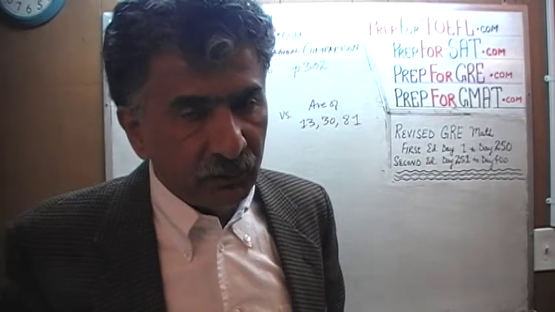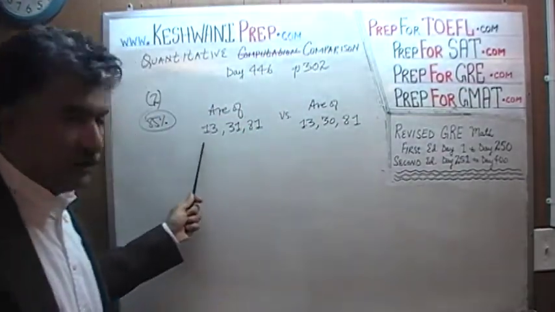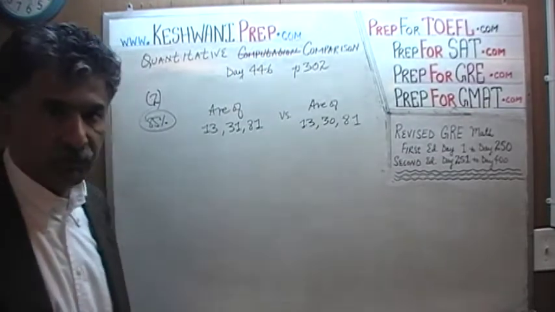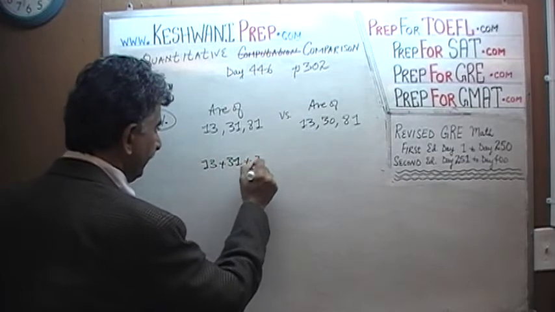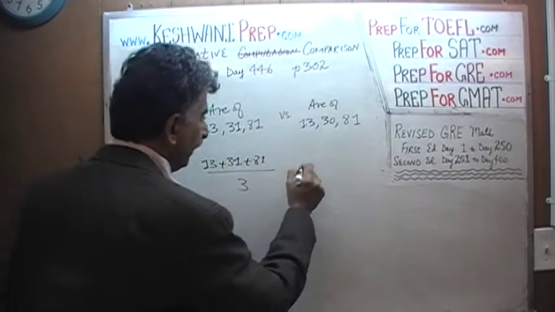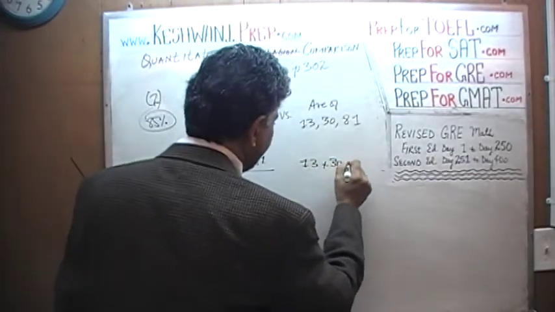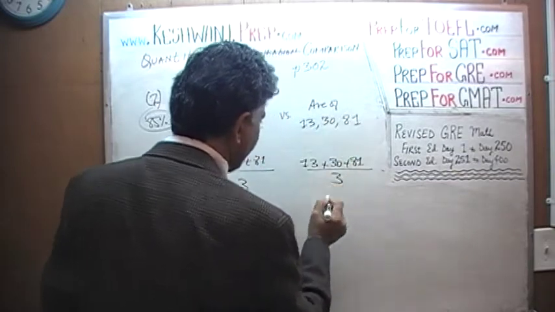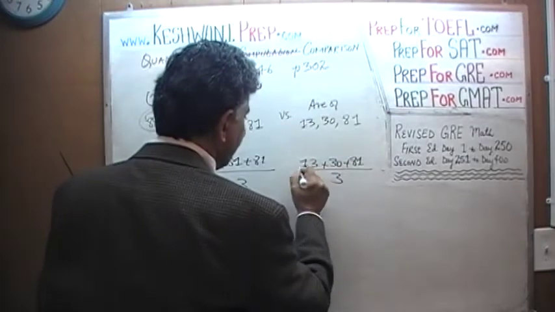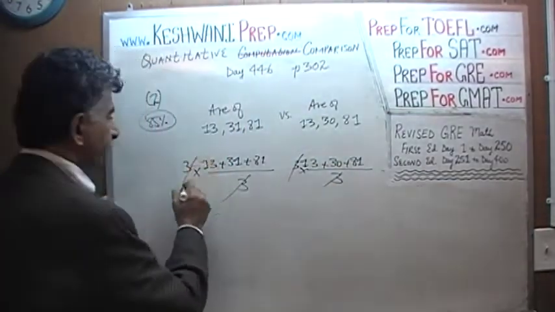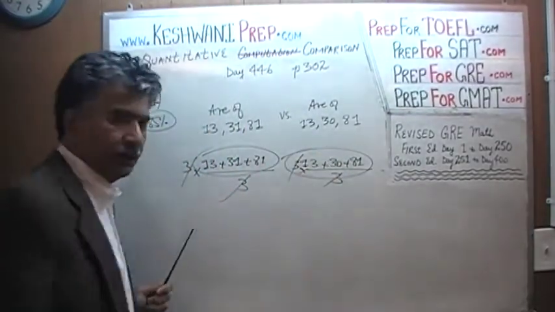If the averages are equal, then the sum of these three numbers has to equal the sum of these three numbers. Because how do we find the average? The average is 13 plus 31 plus 81 divided by 3. And here, 13 plus 30 plus 81 divided by 3. This is how we find the average. So if we were to multiply both columns by 3, we find that their sums have to be equal to each other.